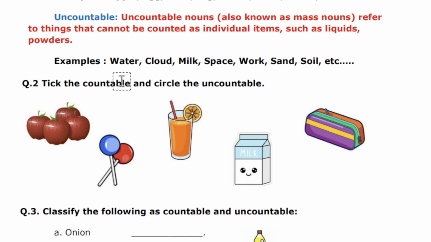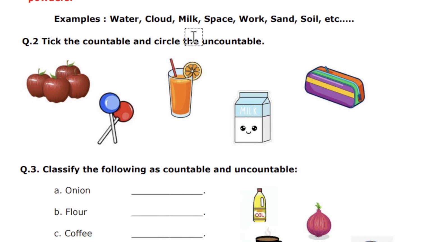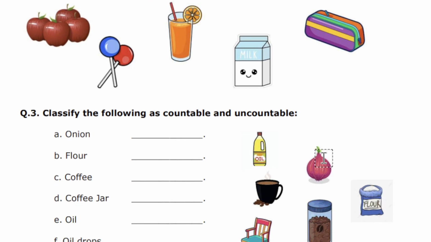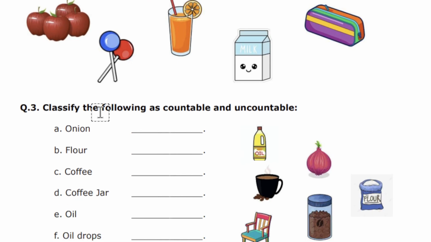So tick the countable and circle the uncountable one. So you have to mark a tick for the countable and a circle for the uncountable. So we have apple, lollipop, a glass of juice, milk and a pouch. Okay, so do it by yourself, students. Next, classify the following as countable or uncountable. So we have a picture given here. I think I'm unable to go down.